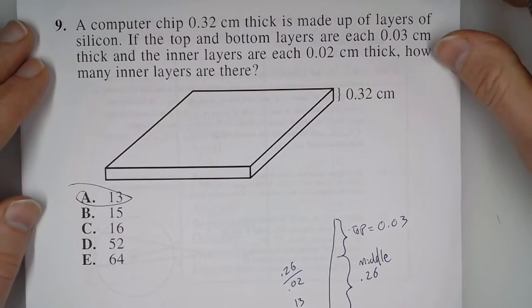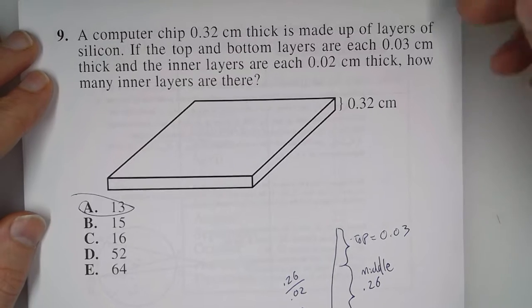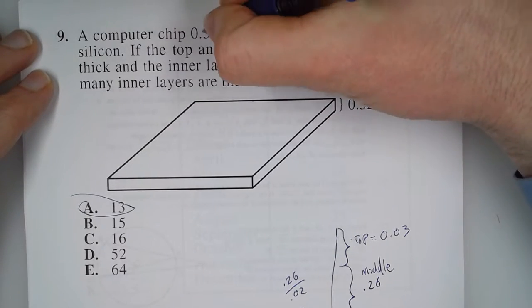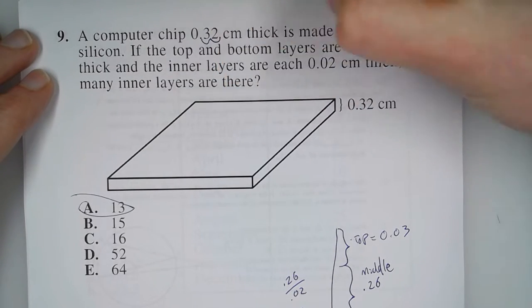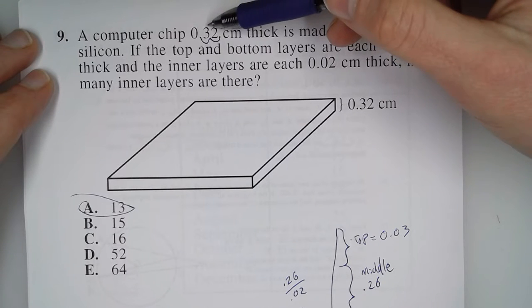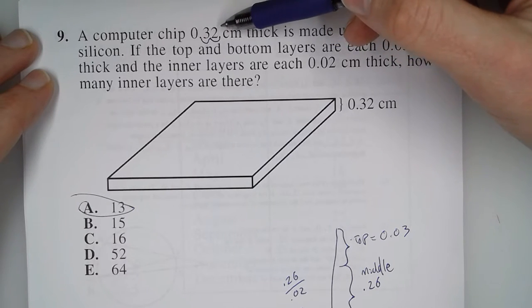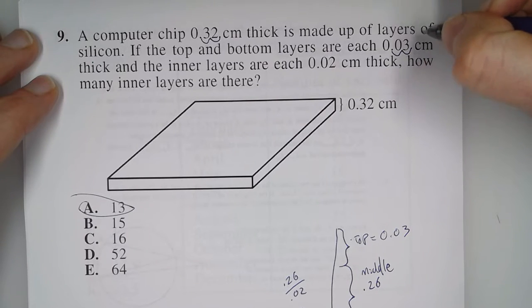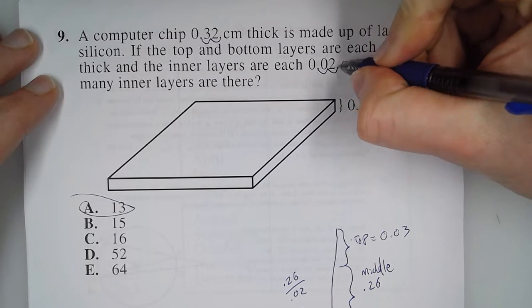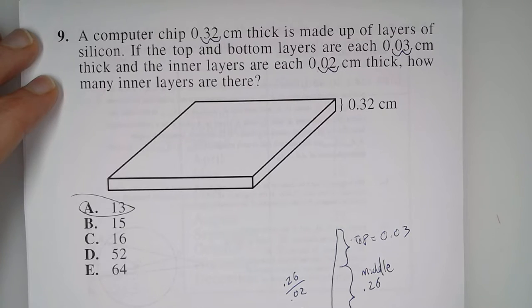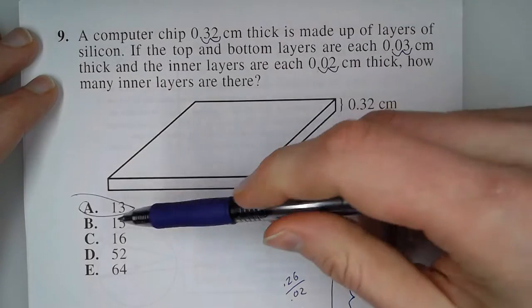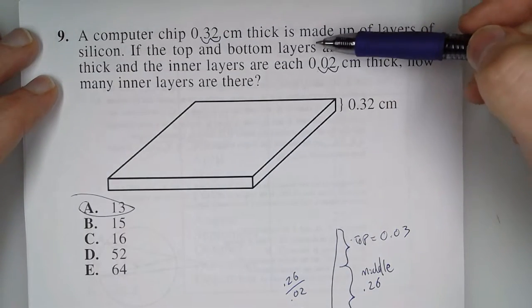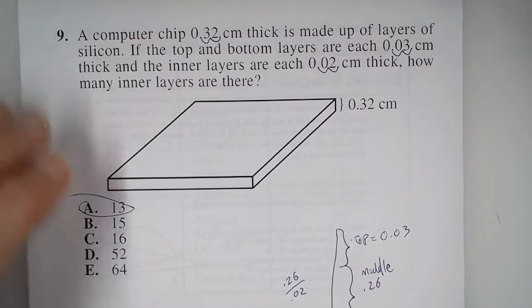Now another way you might make this a little bit easier is to take all these numbers and move all the decimal points over 2 places. So we read this as a computer chip is 32 centimeters thick. The top and bottom layers are each 3 centimeters thick, and the inner layers are each 2 centimeters thick. How many inner layers are there? The answer would still be the same, even if you moved all the decimals over.